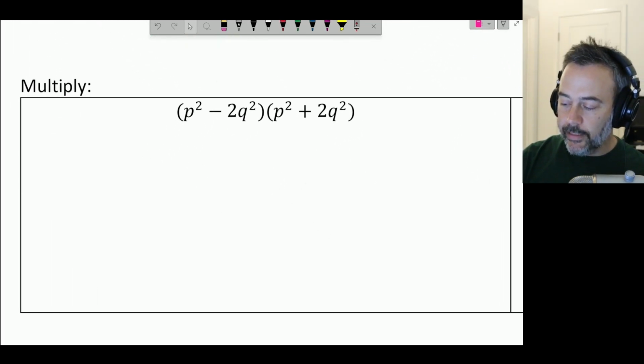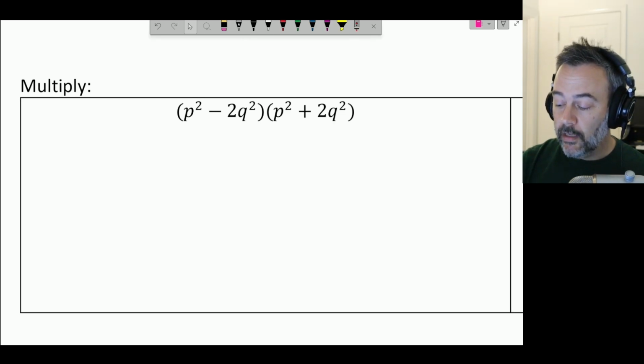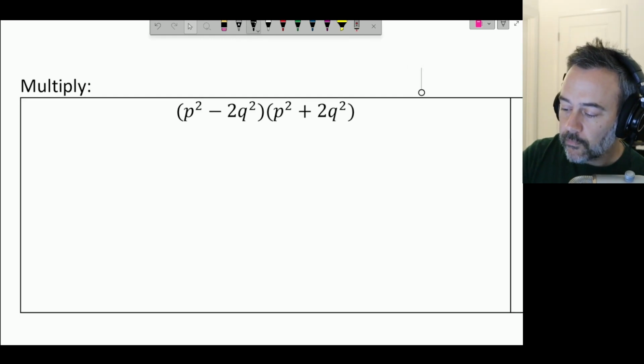Some other quick examples. Now here's where you could pause the video and try this. It'd be a good practice problem. This is in the packet I already gave you, so give it a try. Or if you didn't get the packet or don't have it, you can just try it on paper right now. Okay.